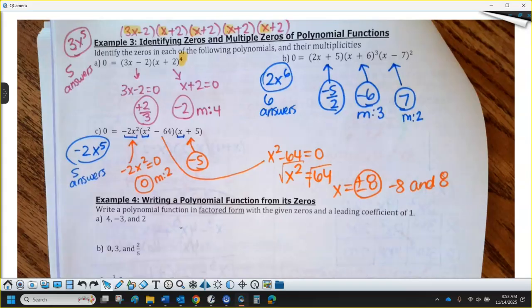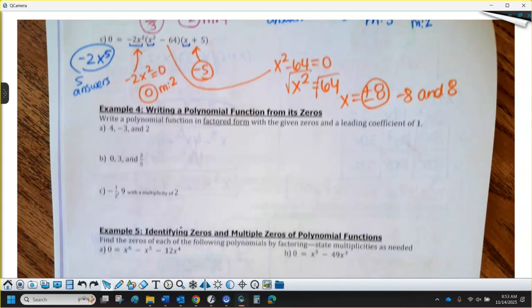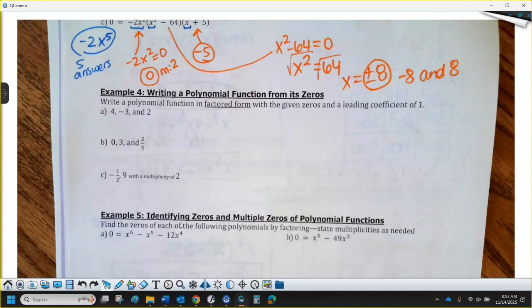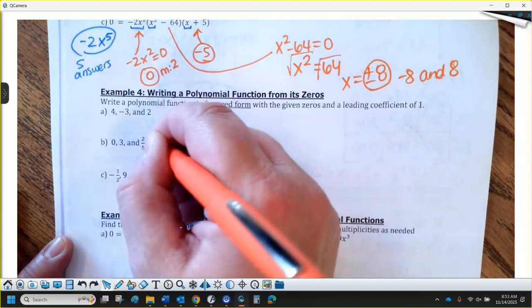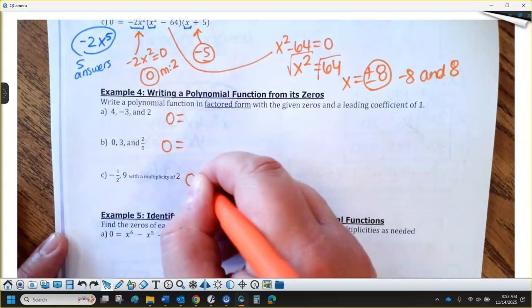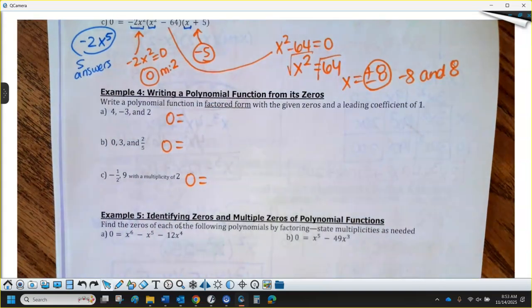Okay, now I'm going to give you the answer, and you are going to tell me the little factored form. So these are the zeros. I'm just going to start each one of these in this example out with a 0 equals. We're going to just write an equation. So if I told you 4 was an answer, what little set of parentheses would go with 4 being an answer?